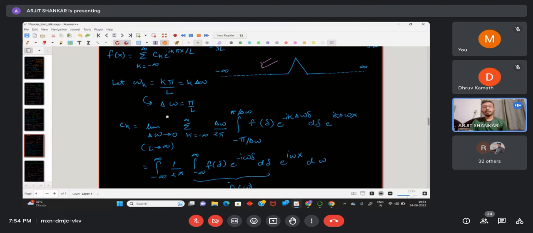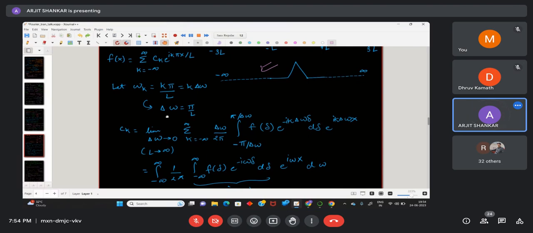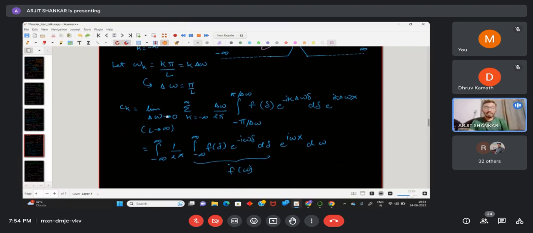And what is this delta omega by 2 pi? It is again coming from that preceding factor of 1 by L or something. You can check it out. And here it was from minus L to L. So since it was from minus L to L, here it's minus pi by delta omega to plus pi by delta omega. So you can use this and put it over here. Similar changes you can make over here, f of delta, d of delta.